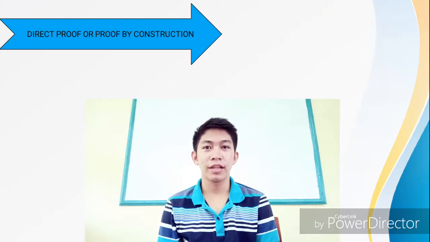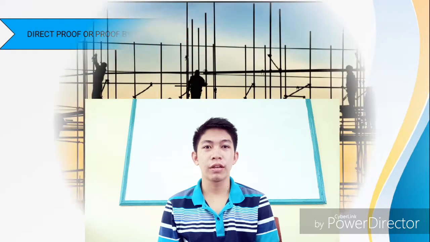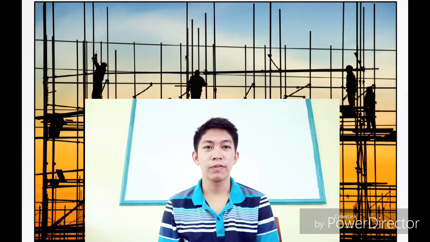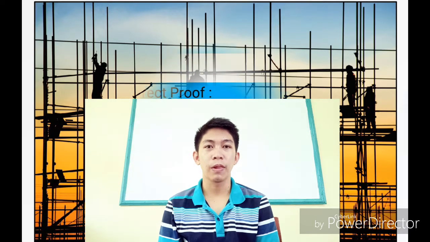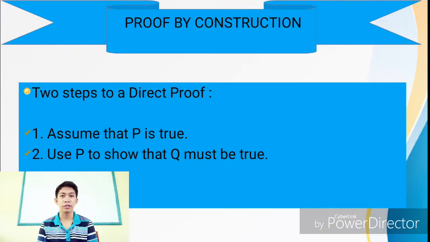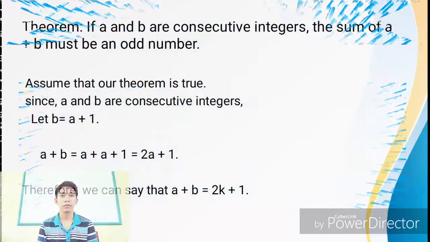Many theorems state that a specific type or occurrence of an object exists. One method of proving the existence of such an object is to prove that P implies Q. In other words, we will demonstrate how we build that object to show that it can exist. A proof by construction or direct proof is just that: we want to prove something by showing how it can come to be. Now, there are only two steps to a direct proof. First, assume that P is true. Second, use P to show that Q must be true.